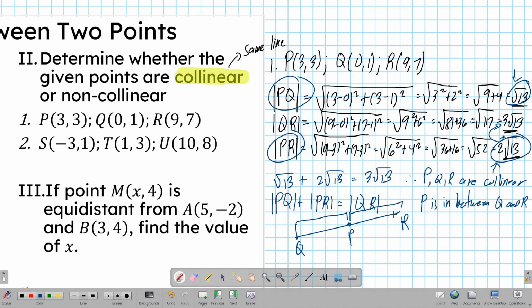Now, pause this video and try to see whether or not the points in number 2 are collinear or not.